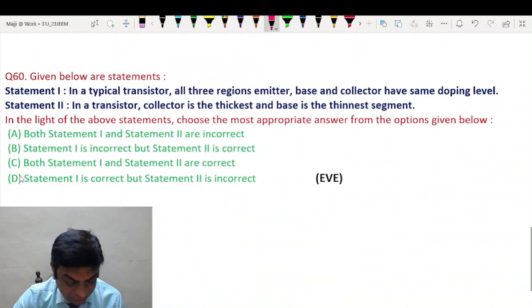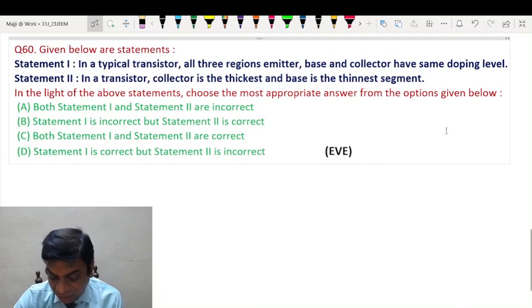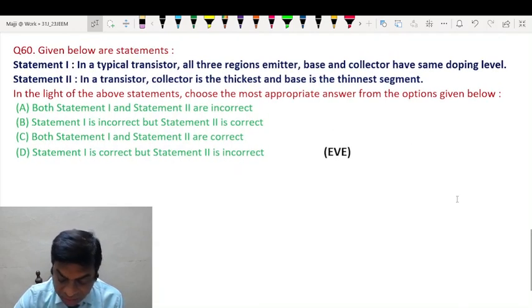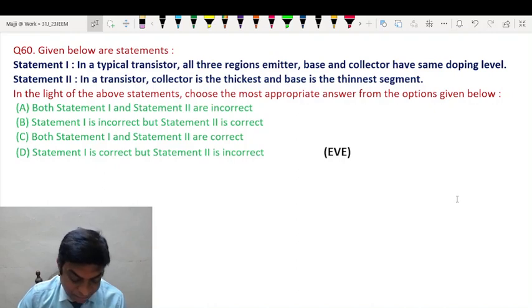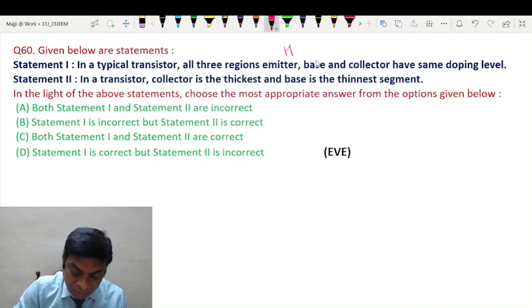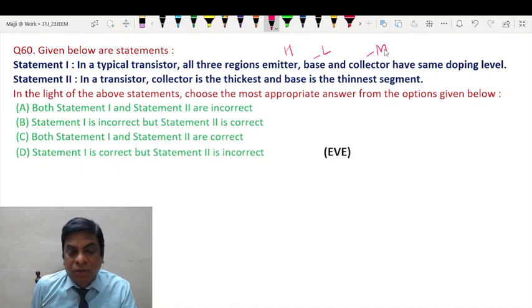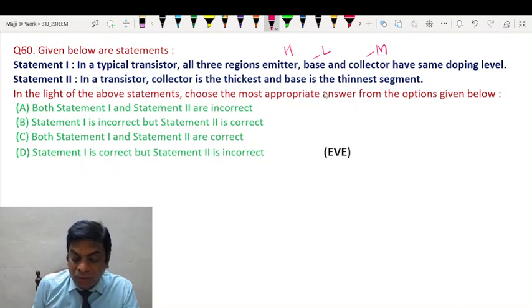Then moving to the next question. In a typical transistor, all three regions, emitter, base, and collector, have the same doping level. This is wrong, students. All the three regions do not have the same doping level, unfortunately. Because emitter has the highest doping ratio, base has the lowest doping ratio, and collector has medium level doping ratio. That is how they are made to work, because their basic functioning is dependent on their doping also. If doping is not proper, then their functioning will also not be proper.